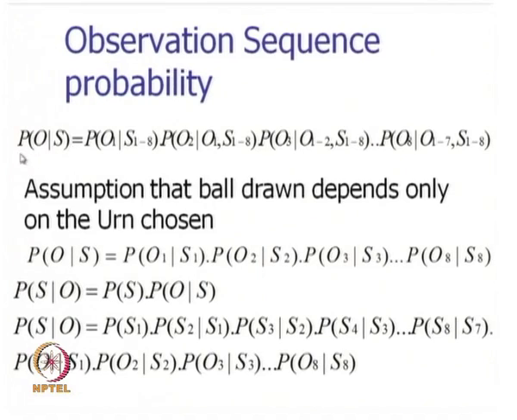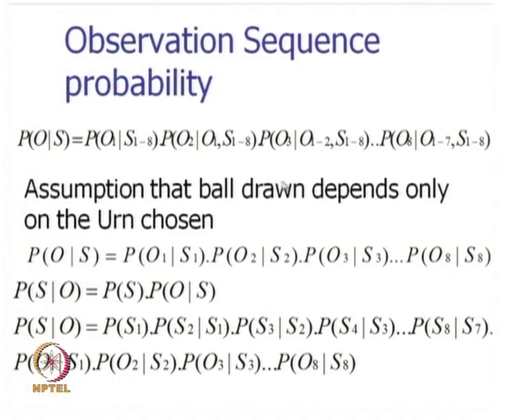We come to the next probability component, P(O given S). So, P(O given S) can be written as P(O1 given S1 to S8), P(O2 given O1 and S1 to S8), P(O3 given O1 to O2 and the states S1, S2 up to S8). Finally, the observation O8, P(O8 given O1 to O7 and S1 to S8).